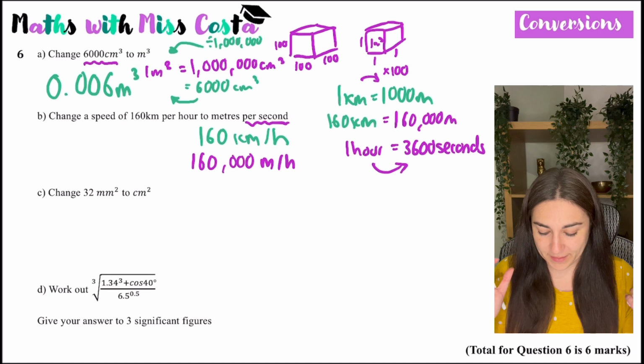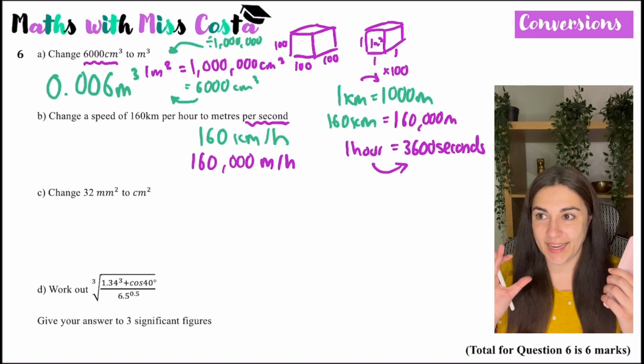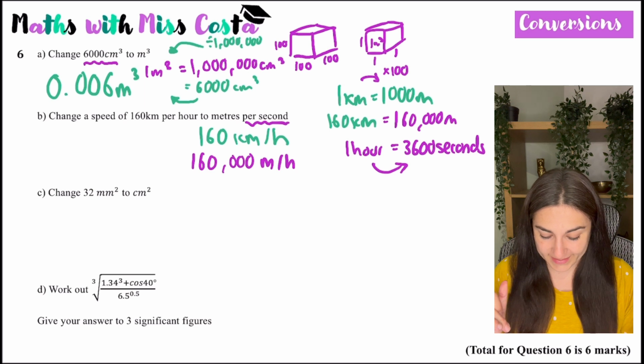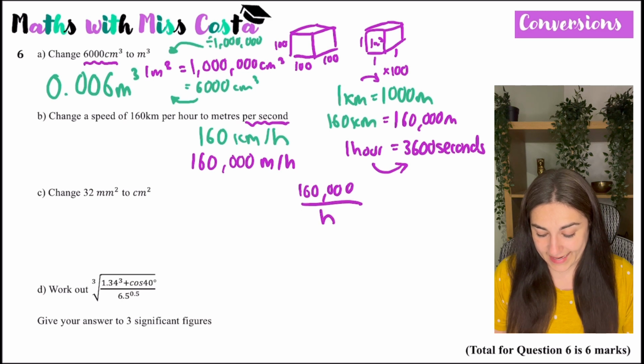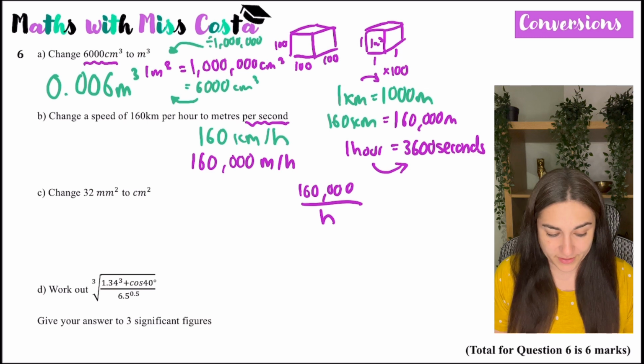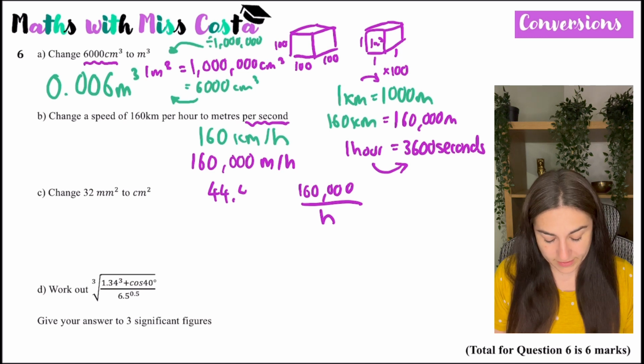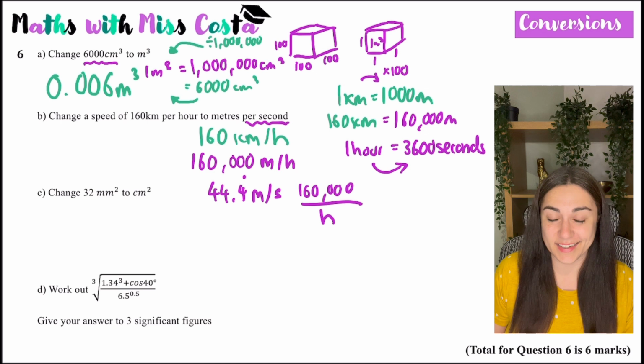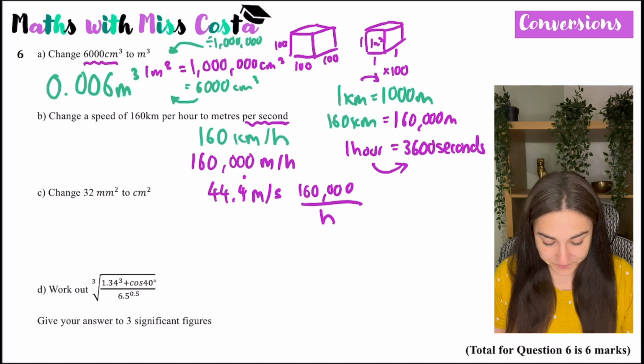So to go from hours to seconds, now this is a little bit confusing because to go from 10 hours to seconds, you multiply by 3,600, but they've traveled 160,000 meters in an hour. So I'm actually going to divide by 3,600. So divide by 3,600 is 44.4 recurring meters per second. So just try and think logically what is happening.